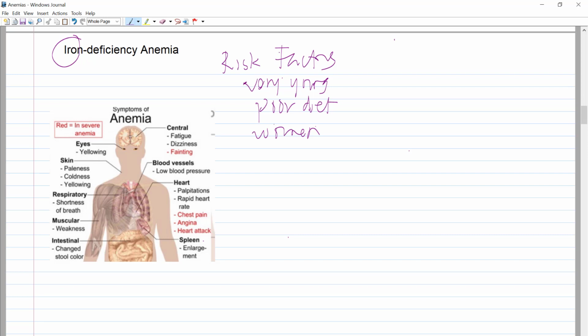Because remember, women have menstruation. They have a menstrual cycle every month. So again, that blood loss right there can lead into iron deficiency anemia.